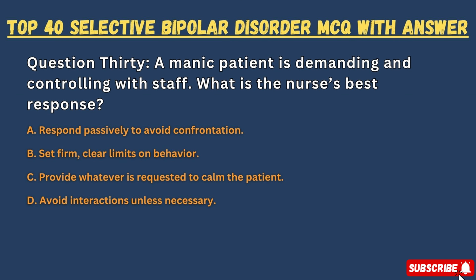Question 30. A manic patient is demanding and controlling with staff. What is the nurse's best response? A. Respond passively to avoid confrontation. B. Set firm, clear limits on behavior. C. Provide whatever is requested to calm the patient. D. Avoid interactions unless necessary. Answer: B. Set firm, clear limits on behavior.